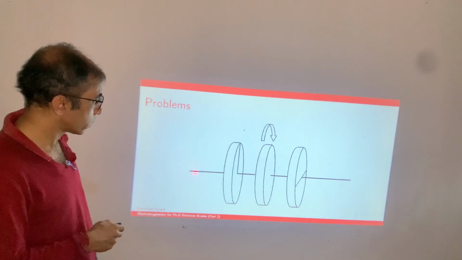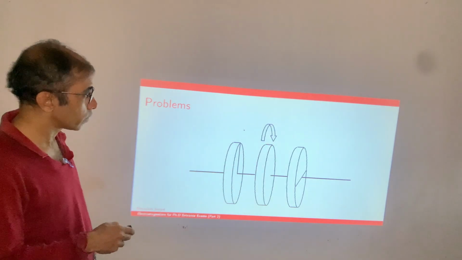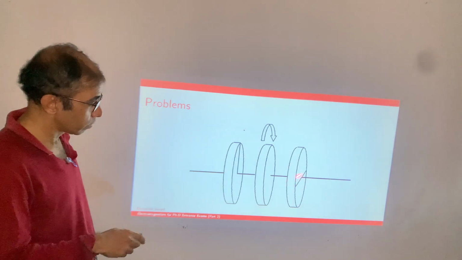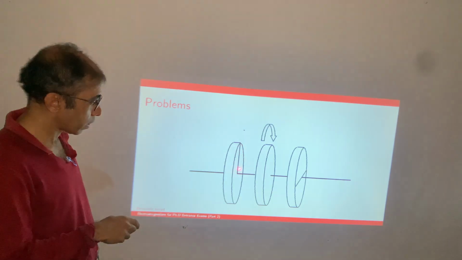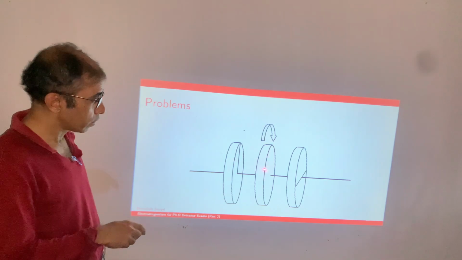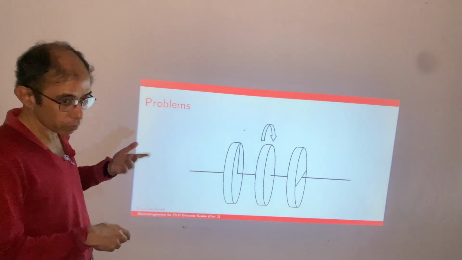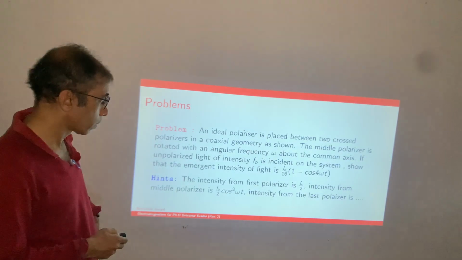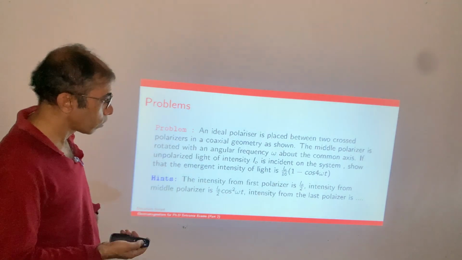Suppose light is incident, this is a linear polarizer, then we have another linear polarizer which is rotating, and then we have another linear polarizer. These are crossed, so this and this direction make an angle of 90 degrees, and the polarization direction of the middle one is rotating with some frequency omega. So how do we find out?